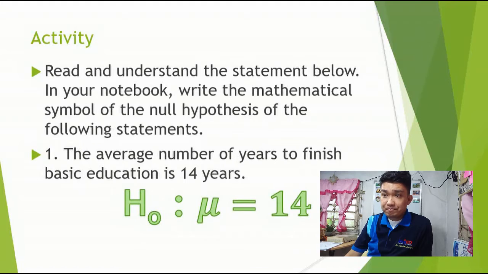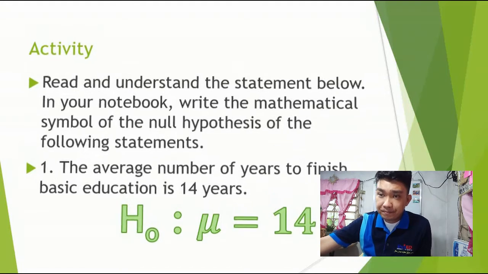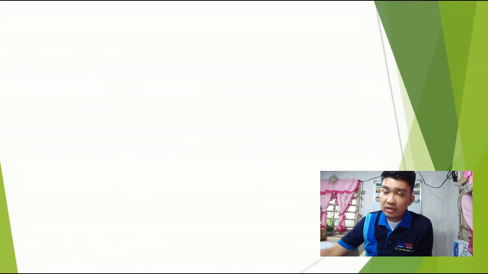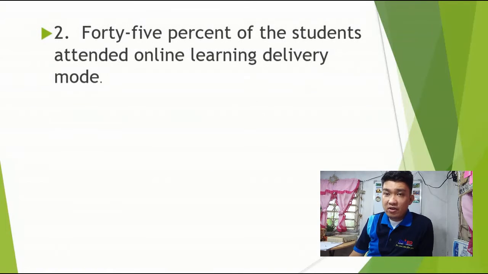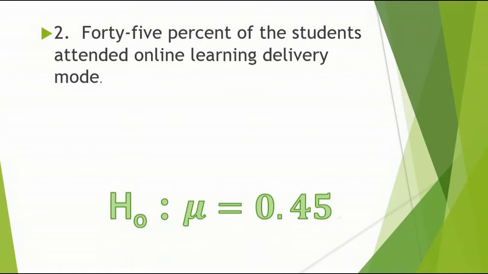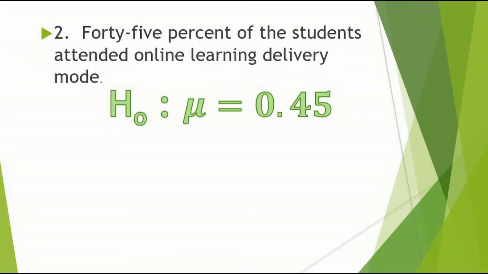So H0, mu is equal to 14. Number 2. 45% of the students attended online learning delivery mode. H0, mu is equal to 0.45.